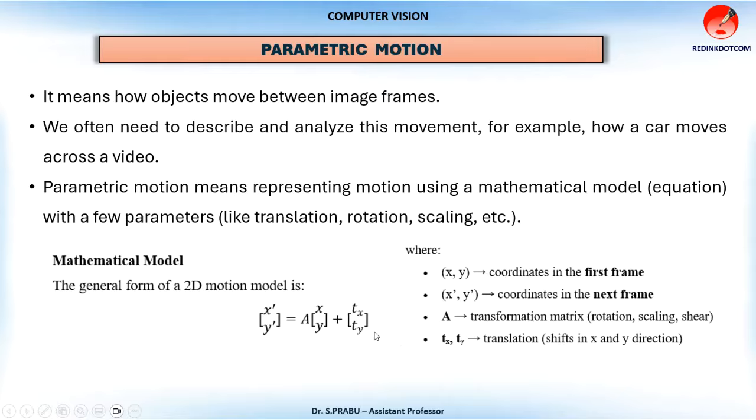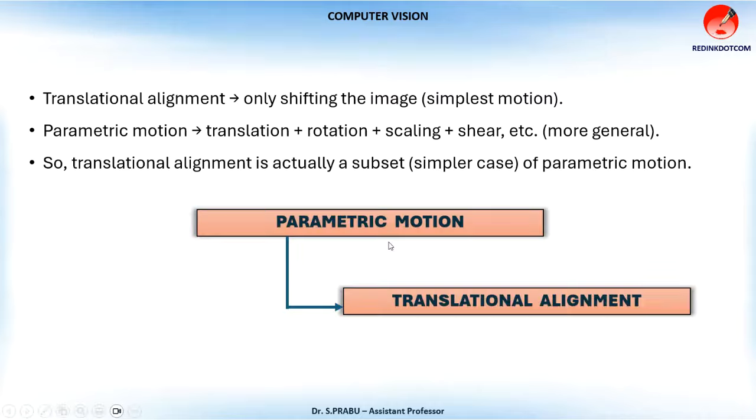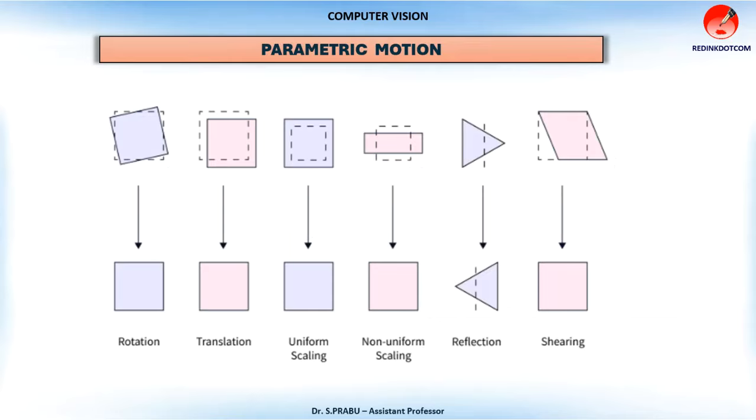Here the translation can be represented as a mathematical model. So parametric motion contains different 3D transformations. Transformation is nothing but translation, rotation and some other processes. In the previous topic, we only discussed how the object is shifted from one place to another. So we can say that translation is one of the methods followed in parametric motion. So parametric motion can be described in this way.